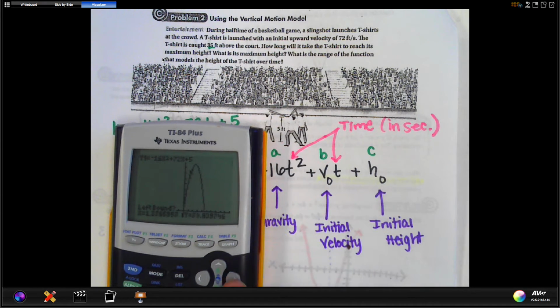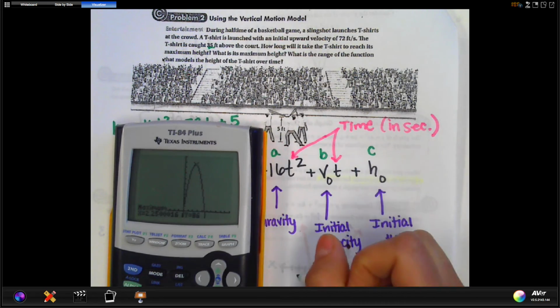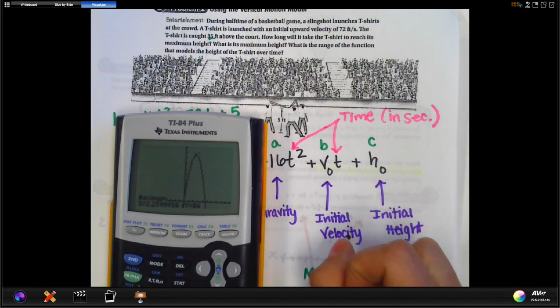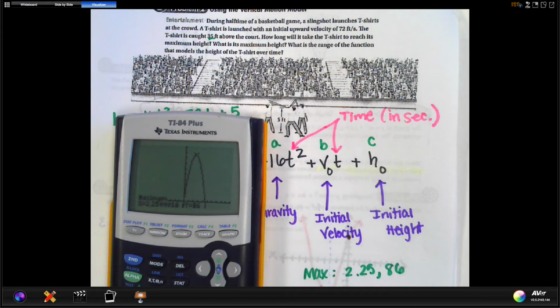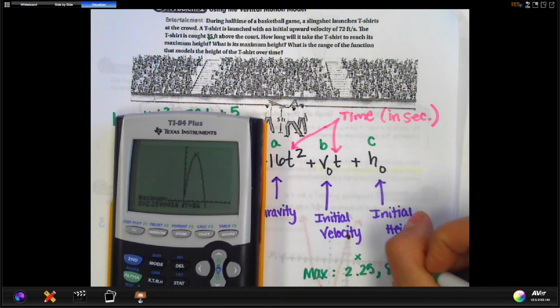Left bound means make your cursor go to the left of your maximum. So press enter if it's to the left. Right bound, now we've got to move it so it's to the right of our maximum. Let's do it. And then press enter. And our maximum, so I'm going to write this down here, is at the point 2.25 about, comma, 86. Okay? 2.25 is our x value, and 86 is our y value.